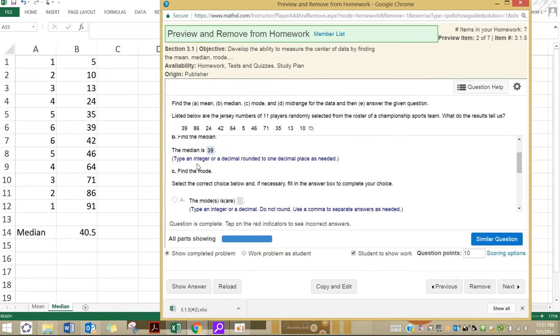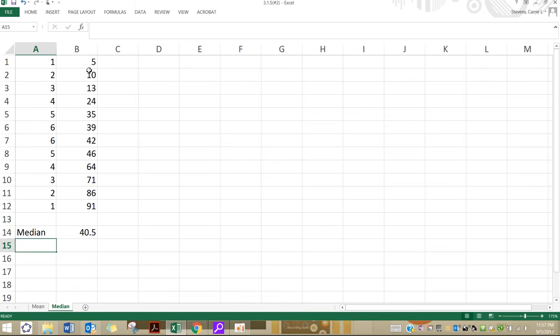Finding the mode, that's the value that's repeated the most often, also easily identified when they're in order. So I don't actually see any values repeating here. So the mode is, there is no mode.